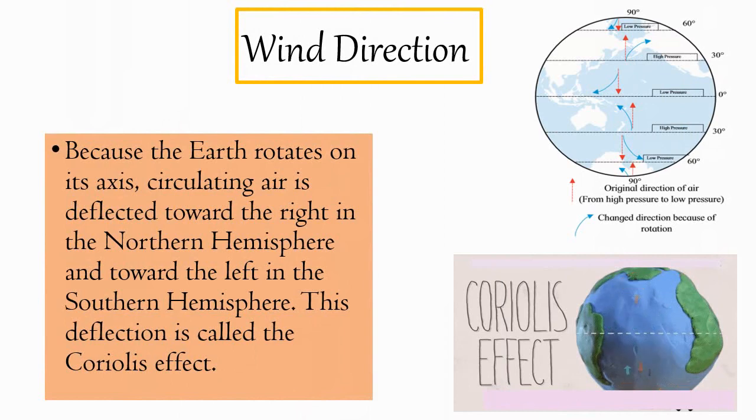Wind direction. The direction of winds is influenced by the rotation of the earth. Because the earth rotates on its axis, circulating air is deflected toward the right in the northern hemisphere and toward the left in the southern hemisphere. This deflection is called the Coriolis effect.